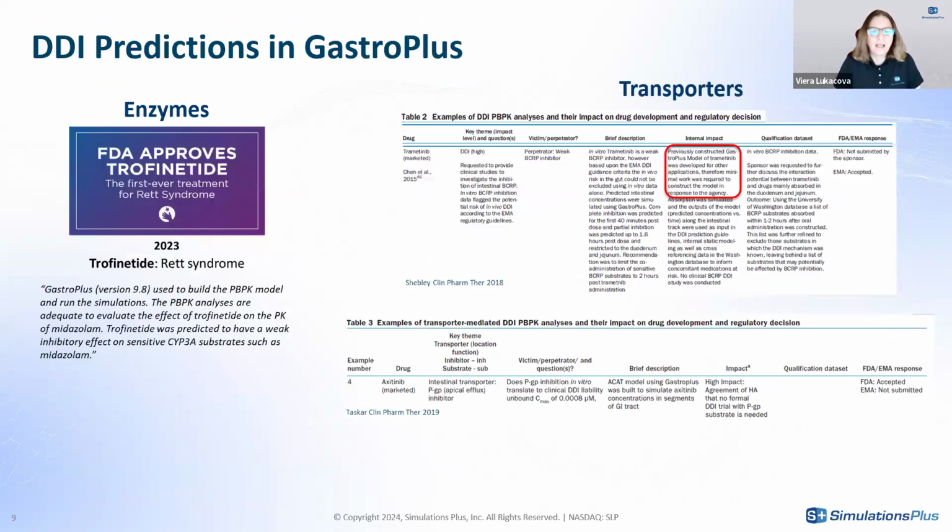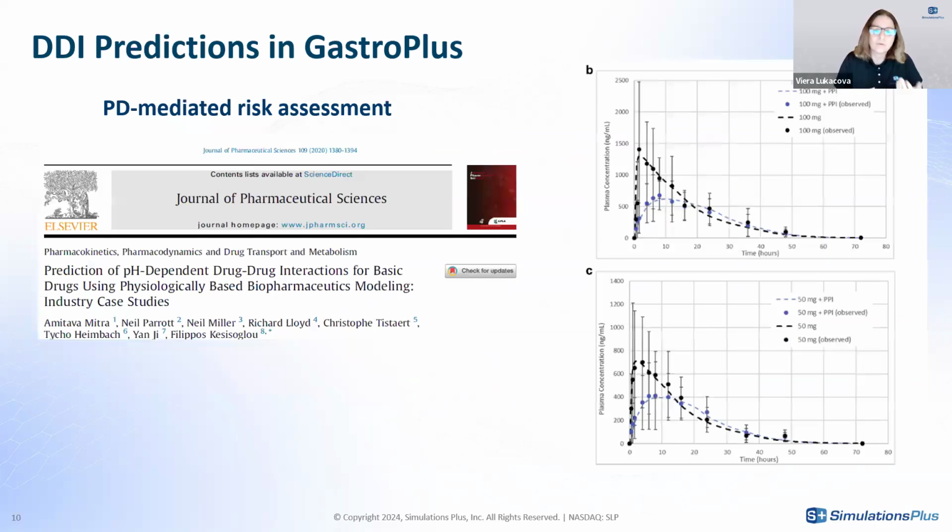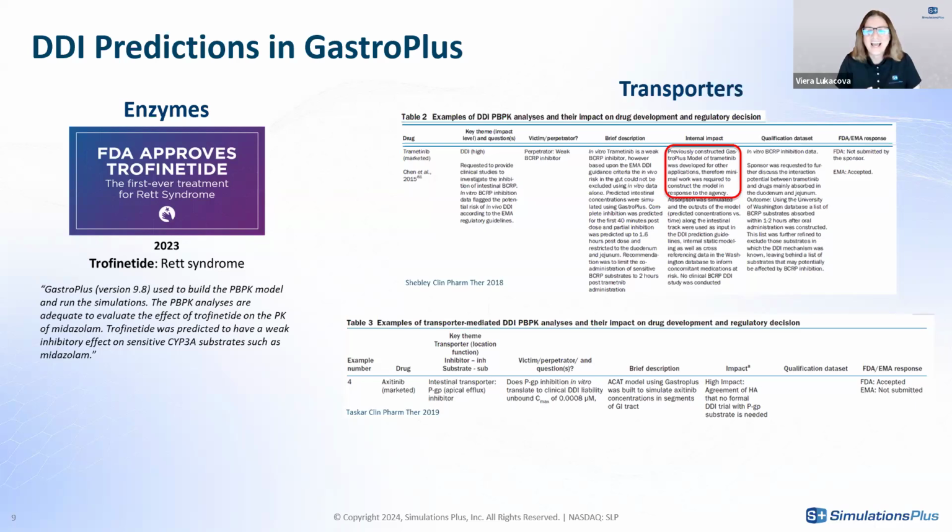So the simple answer is any that you need. This is highlighting, and I'm not going to go through a lot of examples, there is a lot of them in literature. Here is just showing a few that were actually used in the regulatory applications. But of course, the enzyme-specific DDIs. Today we are talking about CYPs, but it has also been used for UGTs. So the enzymes, and the transporters as well.